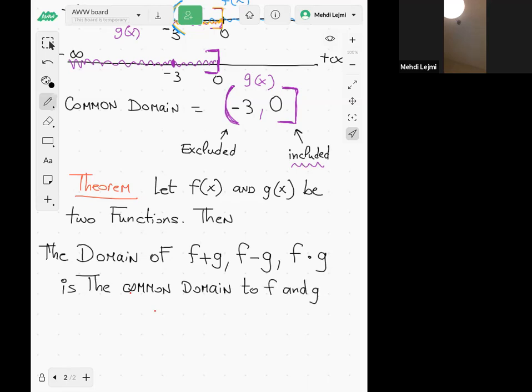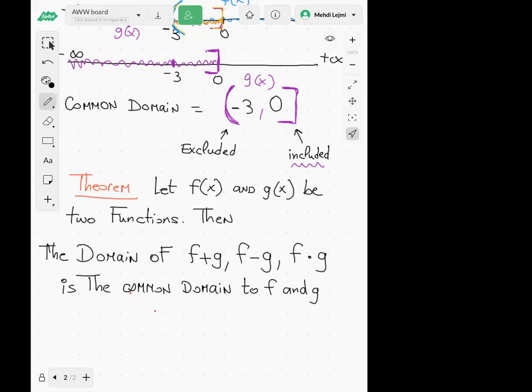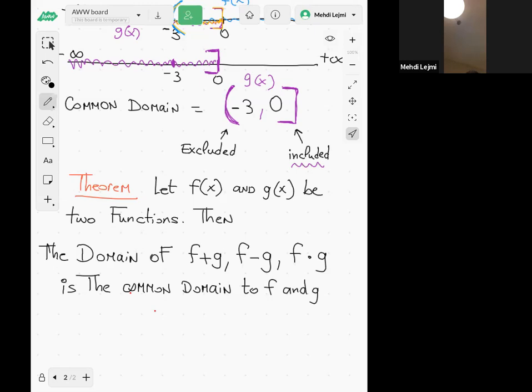Okay, so what I'm saying here is that if you have two functions, f and g, we are supposed to know how to find the domain of f and the domain of g. And if you want to find the domain of f plus g, we don't have to compute f plus g. All you have to do is find the common domain, the intersection domain to f and g. Same for f minus g or f times g. You don't have to compute them to find the domain. All you have to do is find the domain of f, find the domain of g, and then take the common domain or the intersection domain.